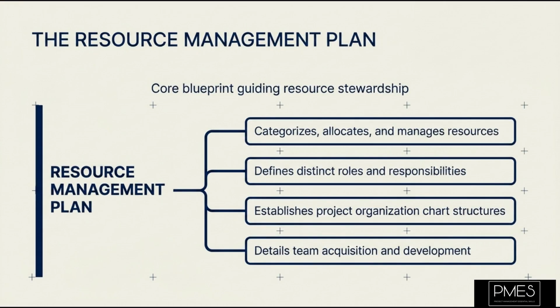A core output of this planning process is the Resource Management Plan. This plan details how project resources will be categorized, allocated, managed, and released. It covers roles and responsibilities, project organization charts, and even team acquisition and development strategies. Think of it as your blueprint for resource stewardship throughout the project lifecycle. This document is absolutely critical for establishing clear expectations and avoiding future conflicts.